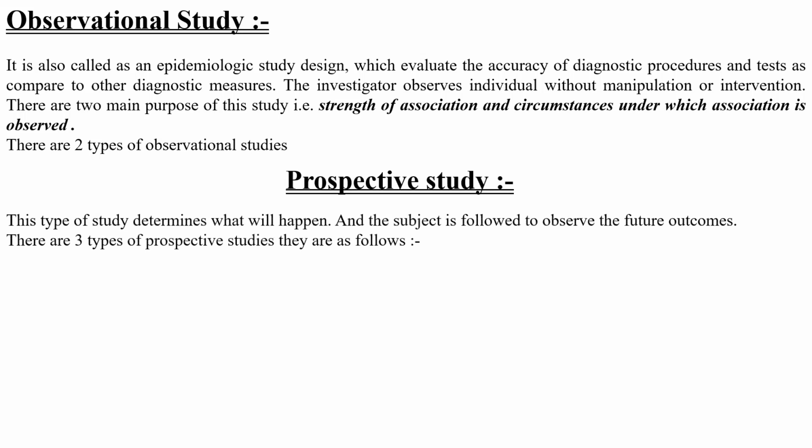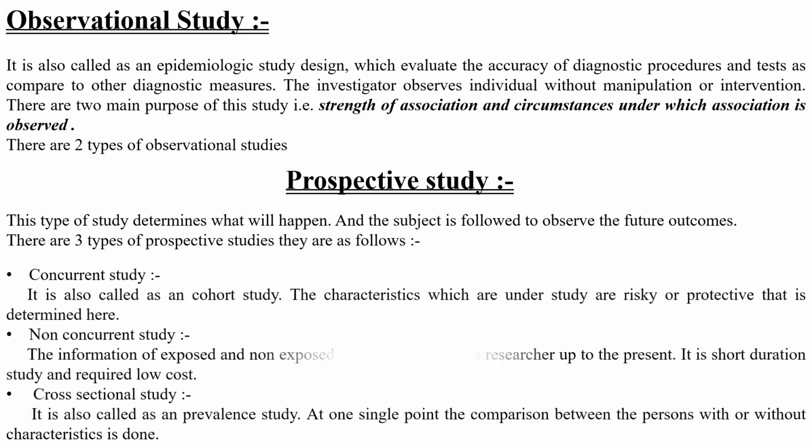Prospective study includes what will happen and what the future outcomes are. It is divided into three types: concurrent study, non-concurrent study, and cross-sectional study. In a concurrent study, whether the characteristics are risky or protective is determined here. In a non-concurrent study, the information about who is exposed and who is not exposed is taken under consideration of the present.